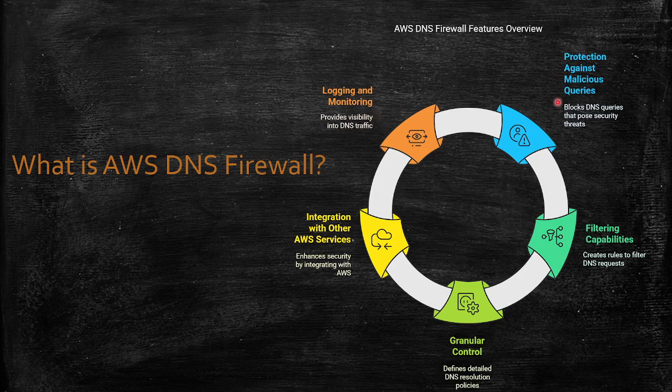Protecting against malicious queries. So it blocks the DNS queries for whatever malware domains there are. That's the main key role. Filtering capability: create rules to filter the DNS requests. As rightly said, you can maintain your own custom domain names as well to block at the VPC, at the network level. Granular control: detailed DNS resolution policy.